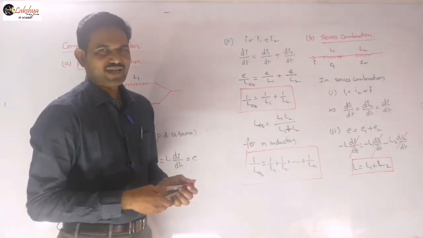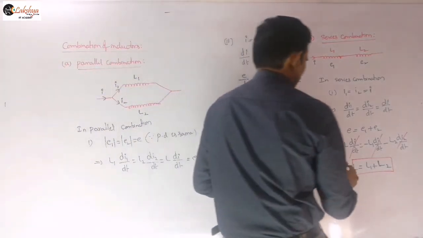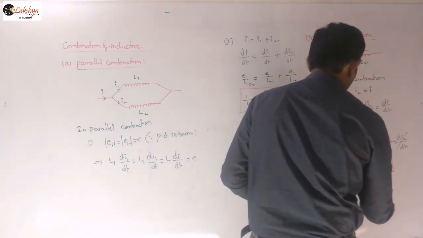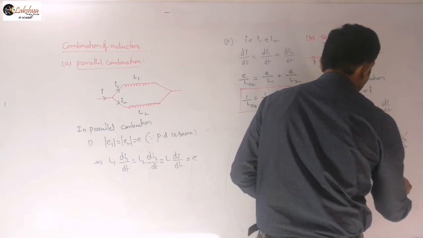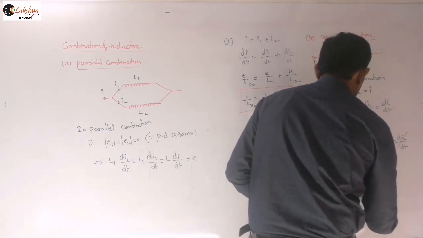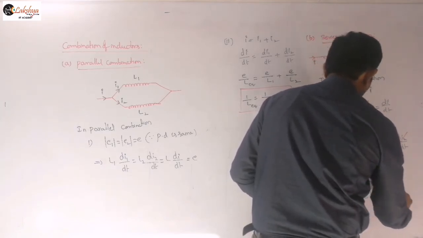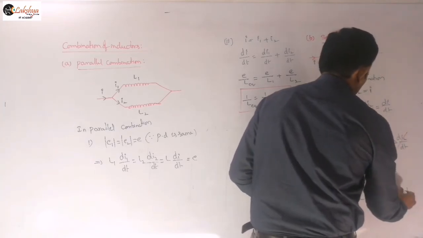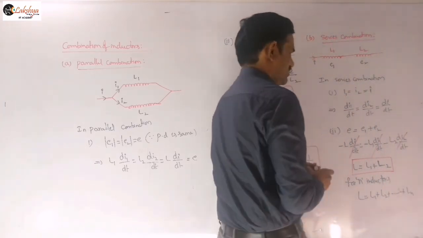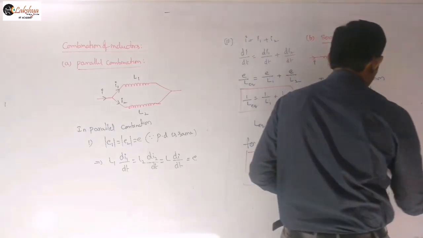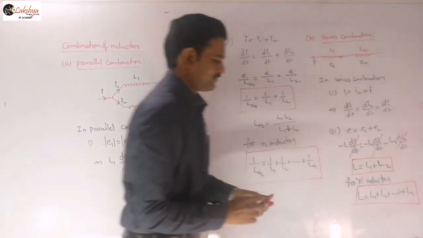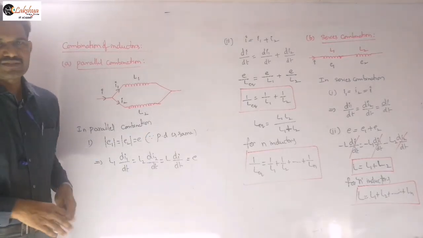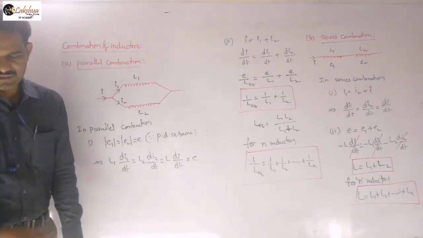And now similarly for n inductors you can extend this formula. For n inductors, the equivalent inductance we can write as L1 plus L2 plus and so on plus Ln. So you can extend that formula even for any number of inductors there. Is it clear? Now again you can simply remember it as it is the same as our resistance combinations. In resistance also we get a similar expression, so you can easily remember these combinations here.